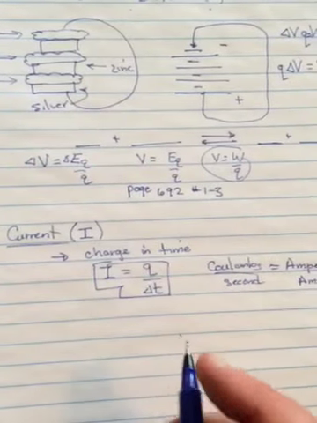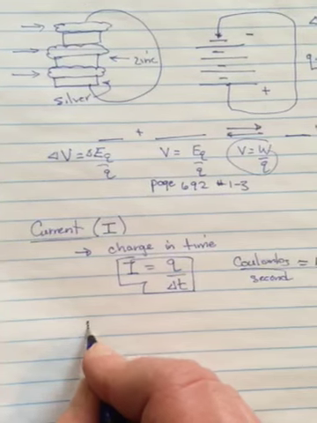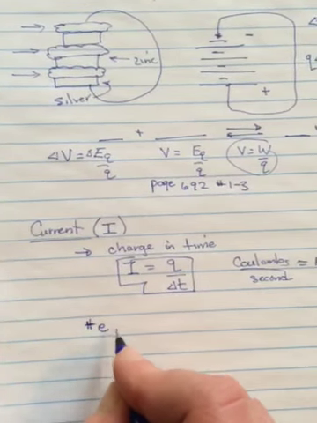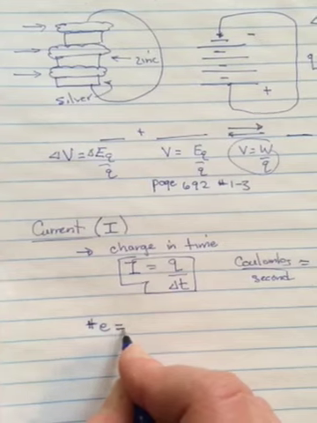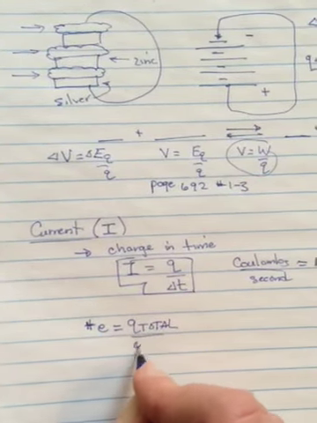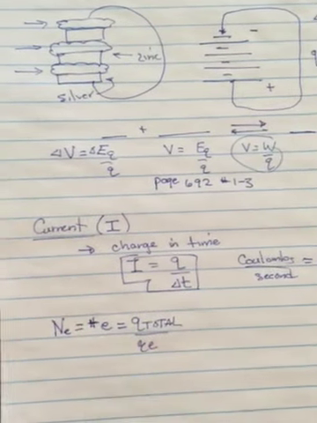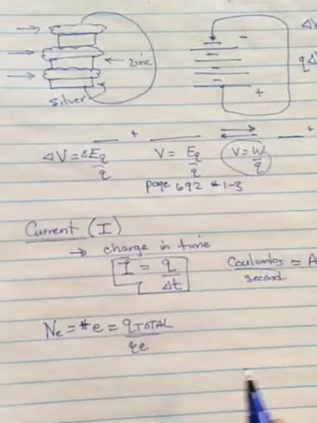Okay? And then the third equation that we'll use in this set of homework is the one that we did from last unit. Number of elementary charges is equal to Q total over the charge of 1. And again, I think I said before, your textbook uses the capital N for it, but it's the same thing.